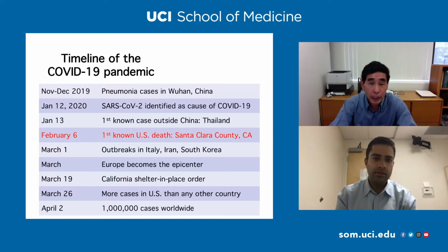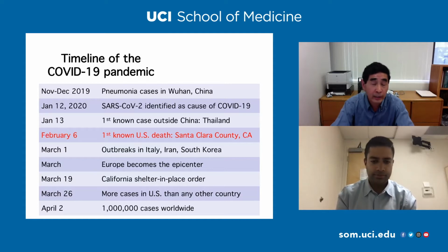If you recall, the outbreak quickly spread to the rest of the world. We first heard of outbreaks in Italy, Iran, and South Korea. And by March, Europe was the epicenter. Here in California, March 19th, we had a shelter-in-place order. We were the first state to have the shelter-in-place order, and this has already been 2 months. So it has been very effective in so-called flattening the curve in California.